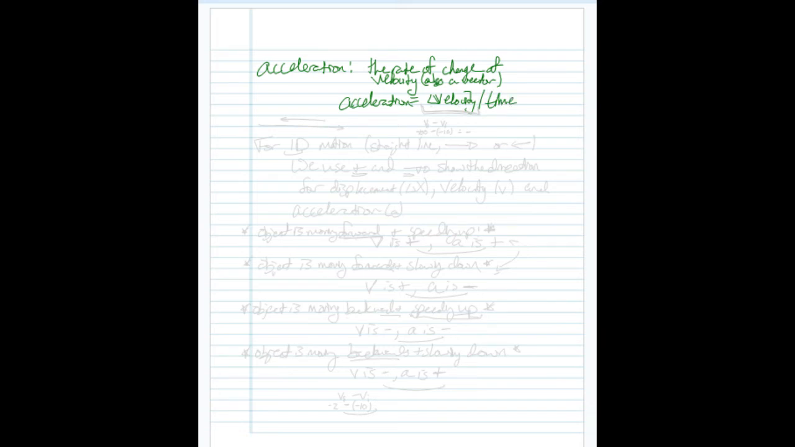If we're talking one-dimensional motion, that is motion in a straight line, either forwards or backwards. So one-dimensional motion is walking forward and walking back. You're not going left, you're not going right, you're just going in one direction. We're going to use positive and negative to show that direction.